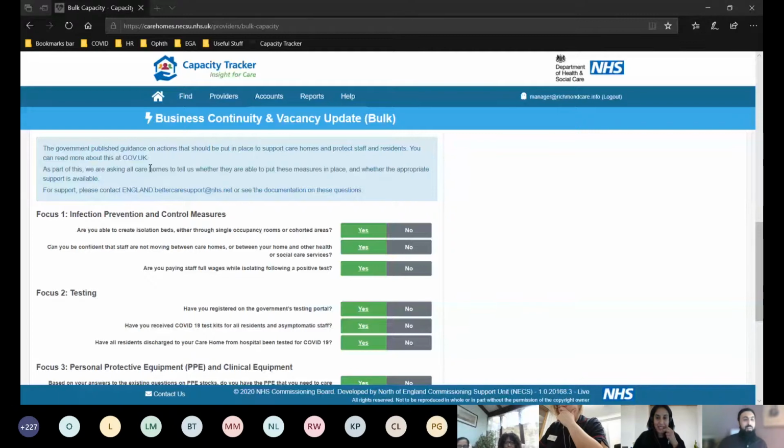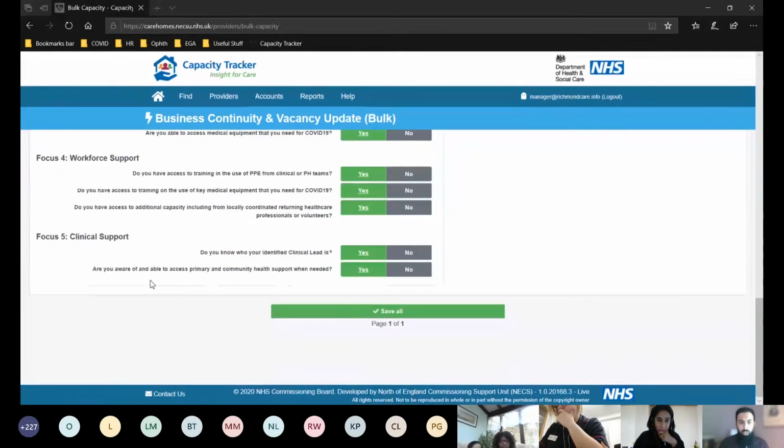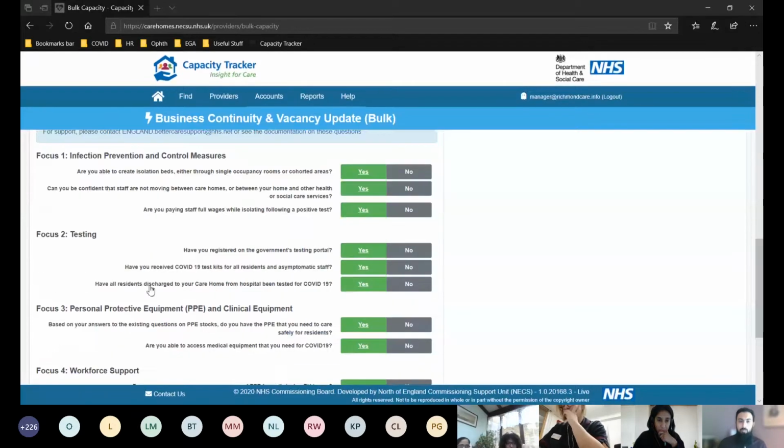That's fine. So if there are any questions specifically about these questions, there is an email address and a contact number for Capacity Tracker, which I will go through later. But just for these specific questions, there is a contact email address here. The questions are yes or no questions, and there are 5 sections, so fairly simple to complete. There have been a couple of issues, so I'm just going to run through the ones that some care homes have struggled with.